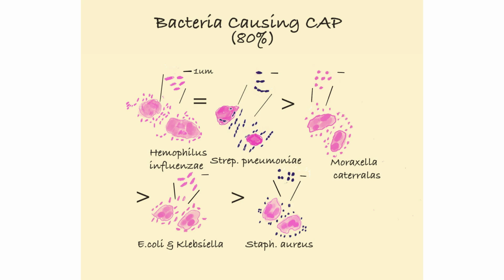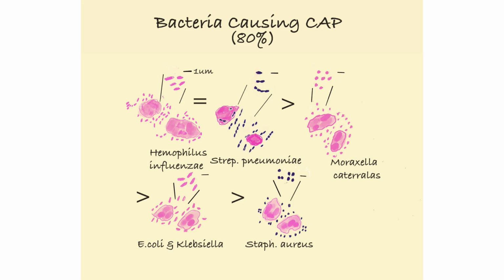The two most common bacterial pathogens are Haemophilus influenzae, a gram-negative pleomorphic coccobacilli form, and Streptococcus pneumoniae, gram-positive diplococci. Less common causes are Moraxella catarrhalis, a gram-negative coccus, and E. coli and Klebsiella, both gram-negative bacilli. Staph aureus, gram-positive cocci in clusters and tetrads.